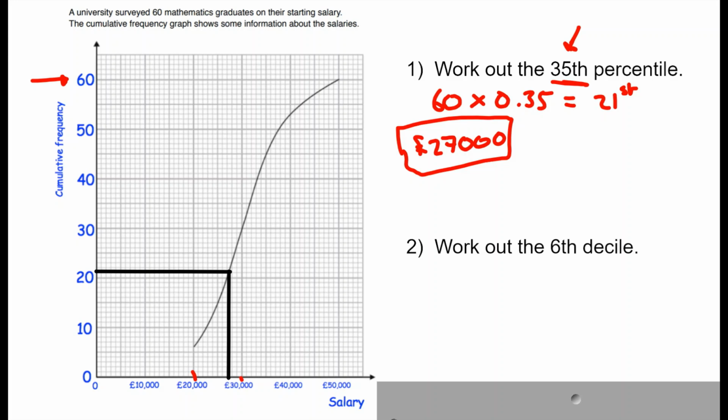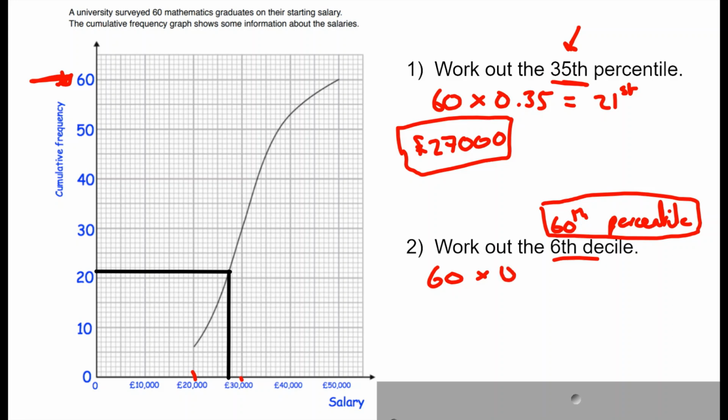Now the next question asks for the 6th decile. The way I think of this is the 60th percentile. I always tend to deal with it as percentiles. So again, we're going to take the 60 for our value here and multiply it by this as a decimal, so that'll be 0.6. We multiply those two values together. We want the 36th value.